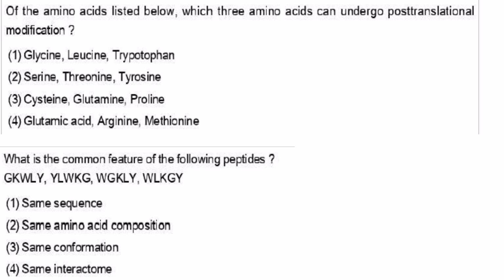Then next one. Of the amino acids listed below, which 3 amino acids can undergo post-translational modification? So the correct answer is serine, threonine and tyrosine. Because they can undergo post-translational modification, that is phosphorylation, that is addition of a phosphate group to their hydroxyl groups. That will be more correct. So serine, threonine and tyrosine.